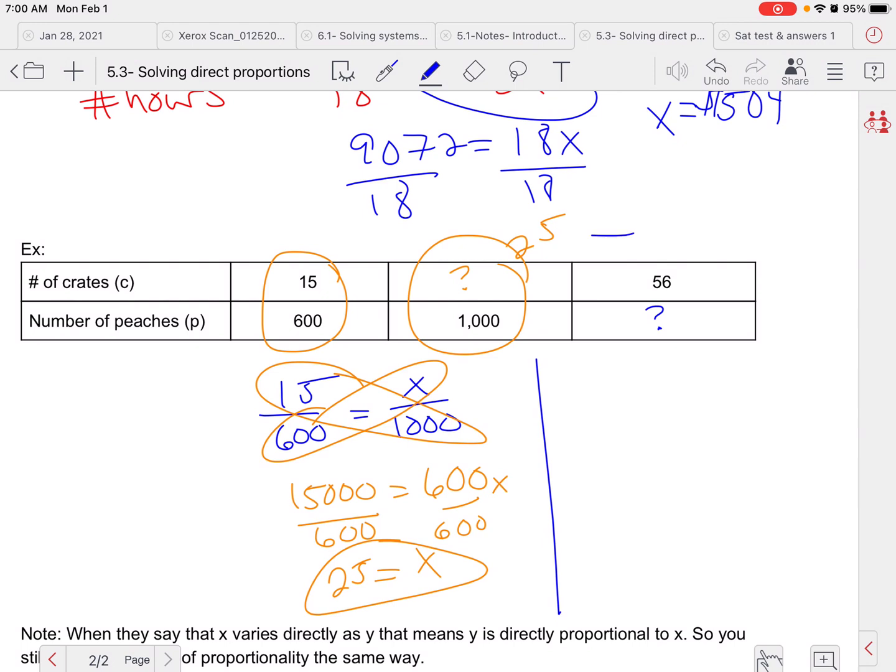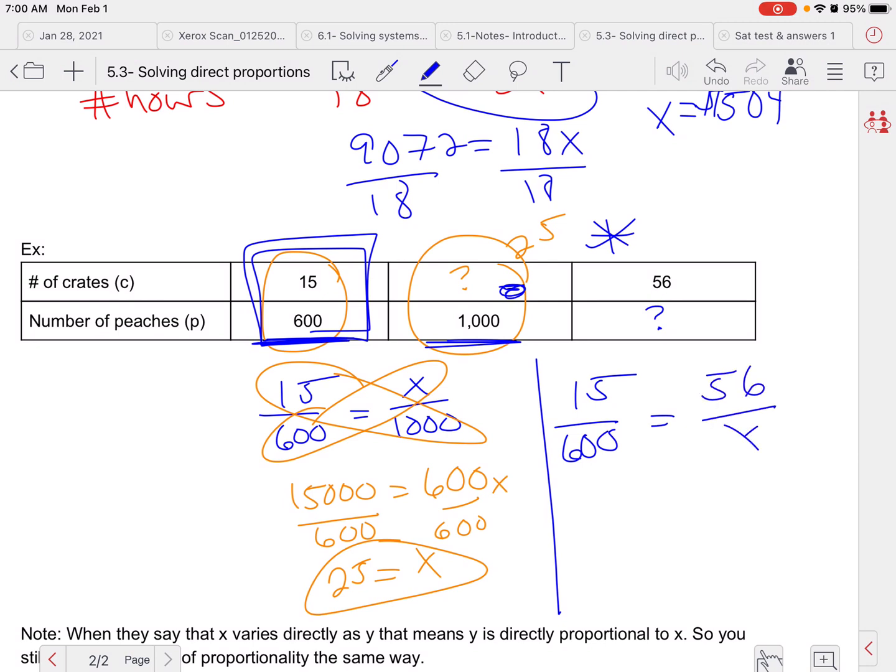So I could use, oh, I should mark that. Okay, so I could use the first fraction, or I could use the fraction I just found. I typically will go with the first fraction just in case I made an oops on the second one. But if you use the 25 over 1,000, you should still get the same answer as me. So this time I'd have 56 over x, okay?